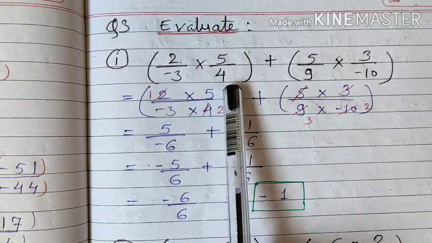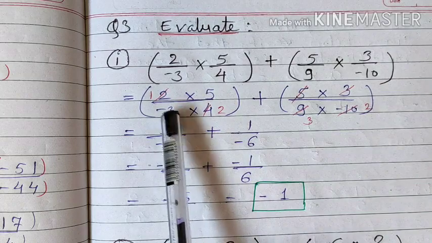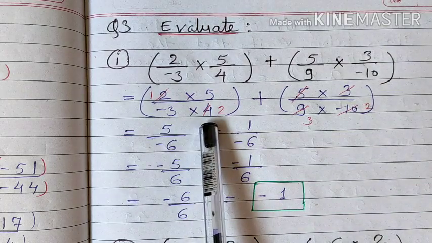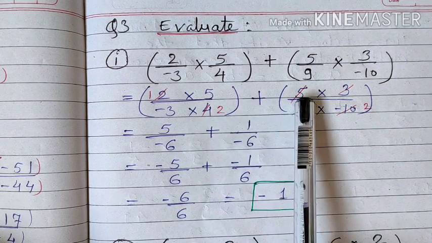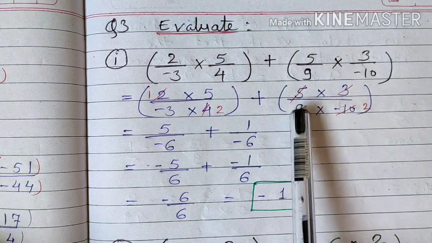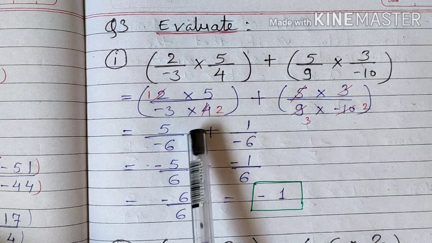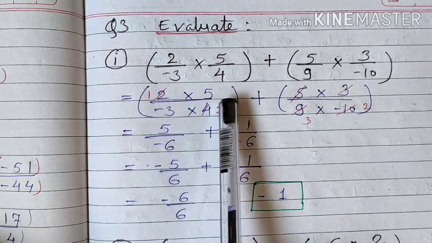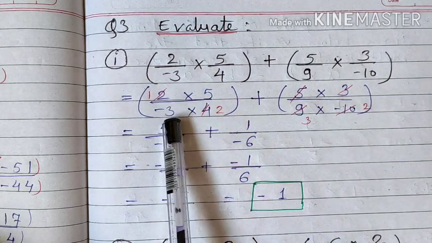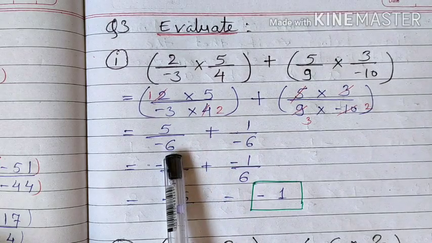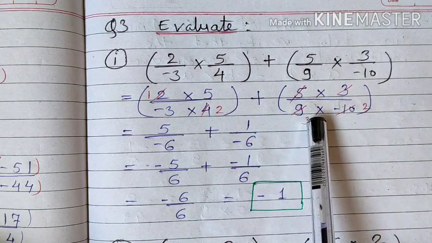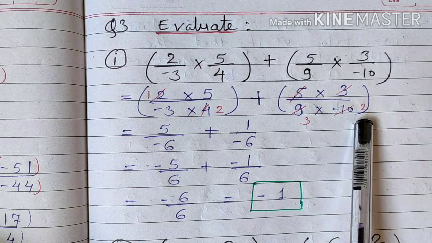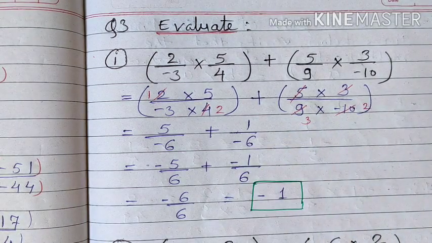Numerator into numerator upon denominator into denominator. 2 ones are 2, 2 twos are 4, right? And here 3 threes are 9, 5 twos are 10. So remaining values are 1 multiplied by 5 is 5, minus 3 into 2 is minus 6. Again 1 multiplied by 1 is 1, and 3 multiplied by minus 2 is minus 6.